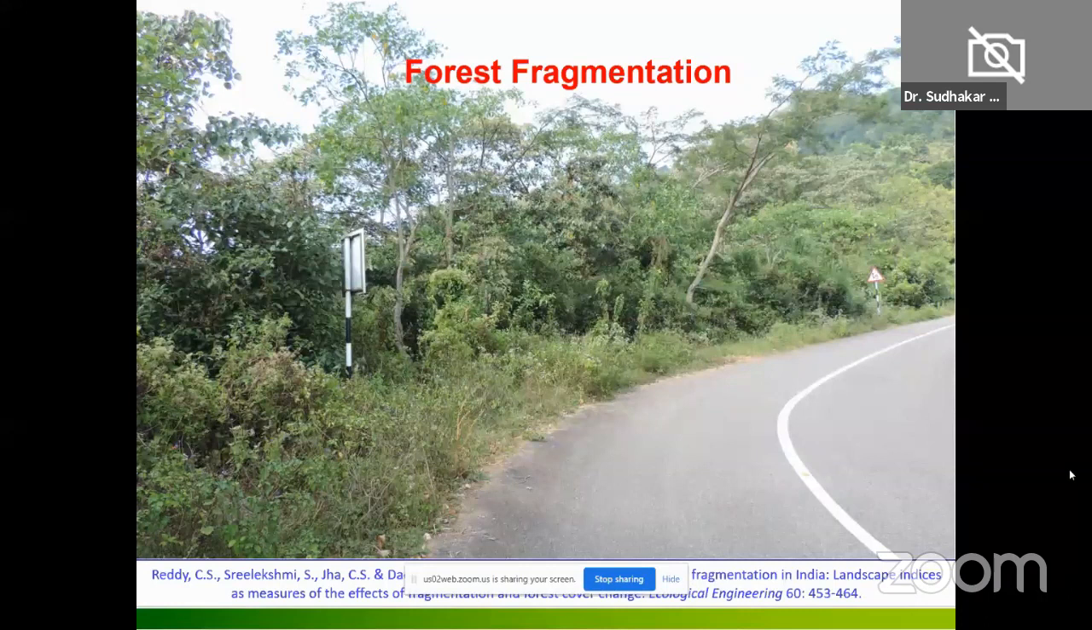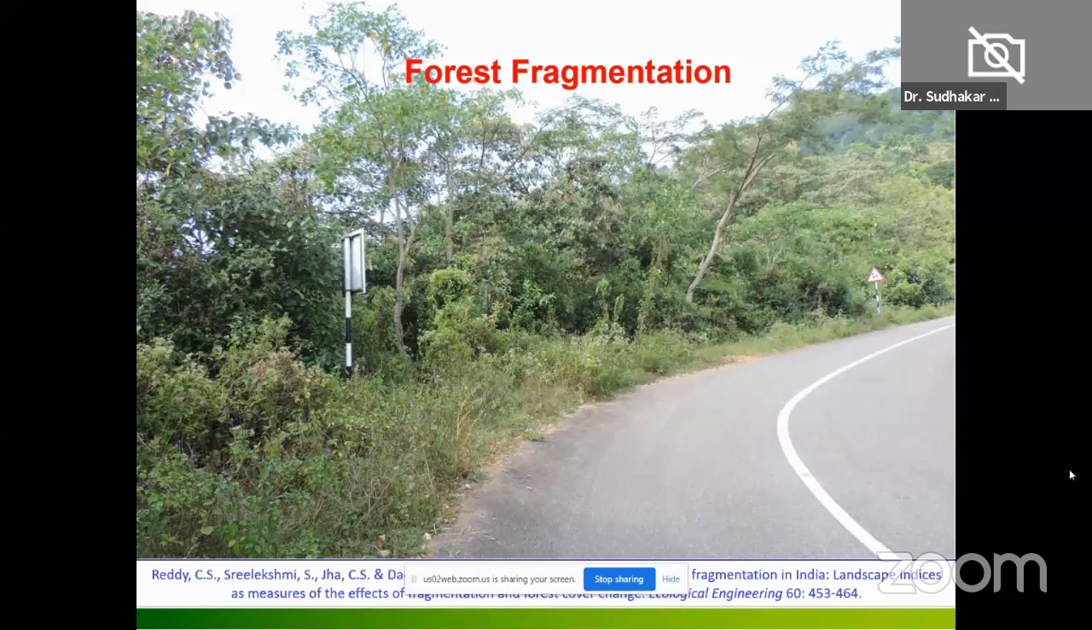Because of the microclimatic changes in the fringes, it doesn't support the native species. It gives canopy gaps and it supports the invasive species. But once these invasive species are established, they grow and expand further into the interior forest, and they replace the native biodiversity.